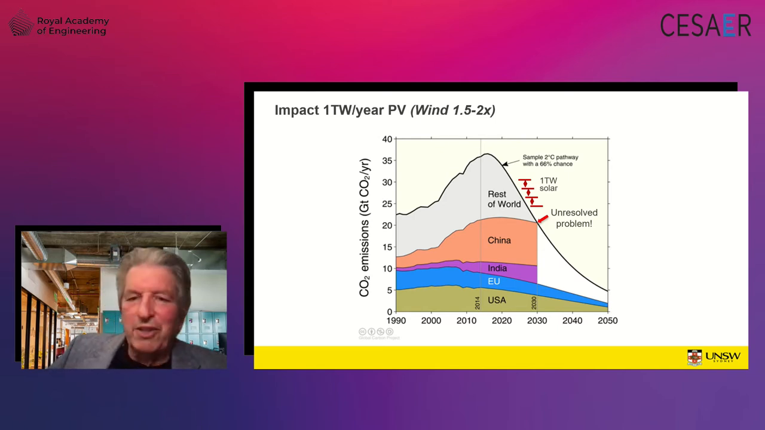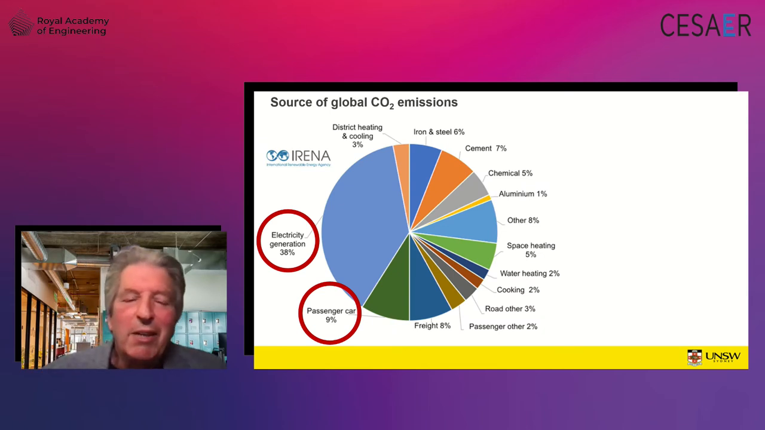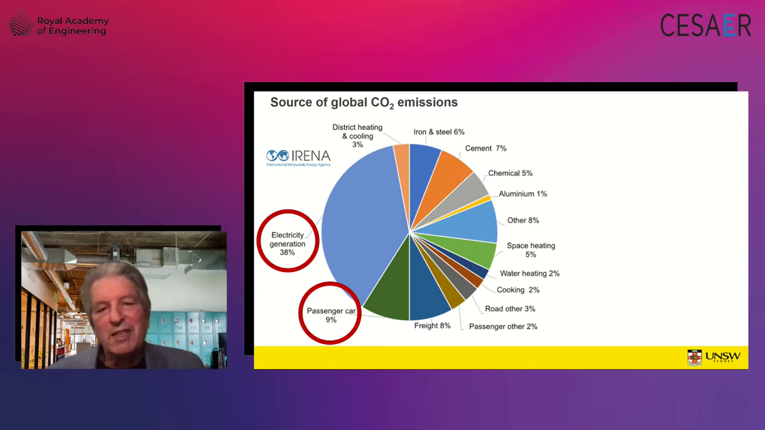I keep clicking the wrong thing to go to the next slide, but here we go. This is just the source of global emissions, and electricity generation accounts for 38%, which is quite obscene. These are, again, IRENA figures. When you consider it only contributes about 3% to global GDP, it's a disproportionately large impact. And then transport is the other big contributor.